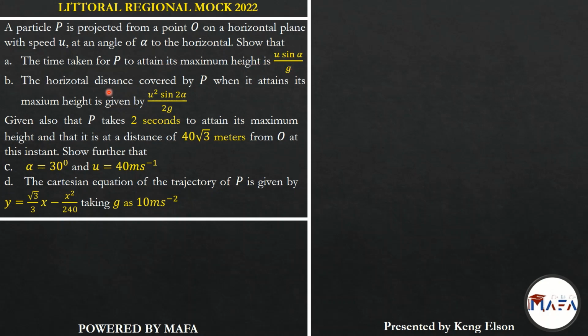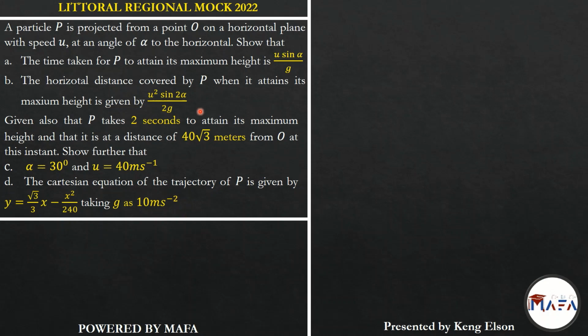B. The horizontal distance covered by P when it attains its maximum height is given by u squared sine 2 alpha on 2g. Given also that P takes 2 seconds to attain its maximum height and that it is at a distance of 40 root 3 meters from O at this instant, show further that the angle of projection is 30 degrees and the initial speed is 40 meters per second, and show that root 3 x minus x squared on 240 is the Cartesian equation of the trajectory of the particle.